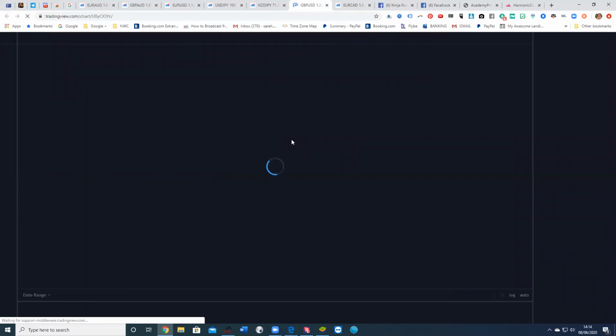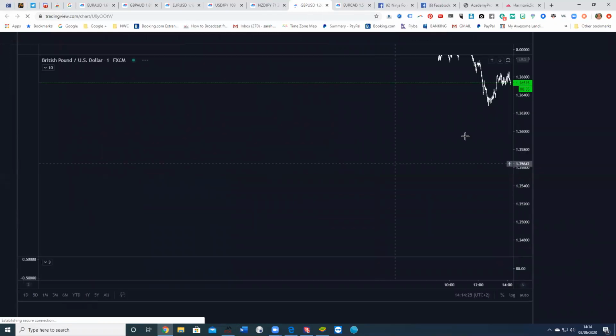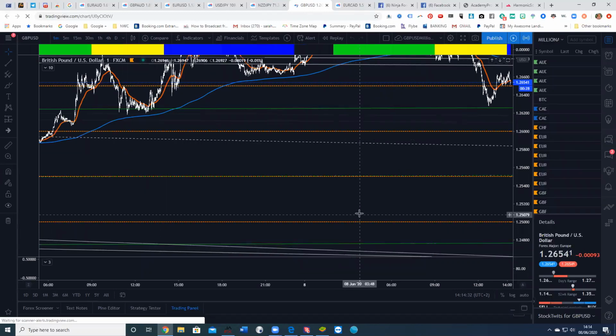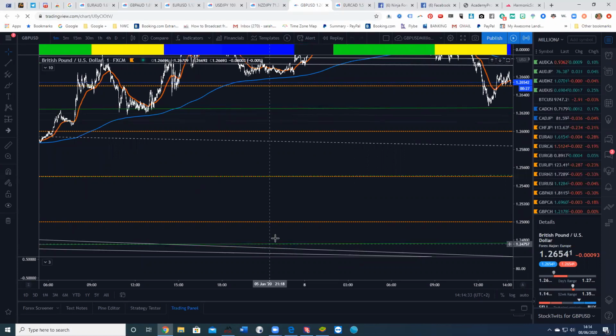And again, you want your time zone on your TradingView to be the same as your local time zone. Sorry, it's just a little bit slow to load. So that's UTC plus 2. I just got a bit distracted then.